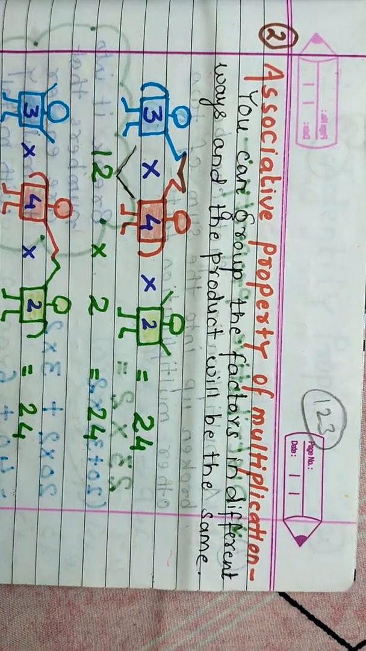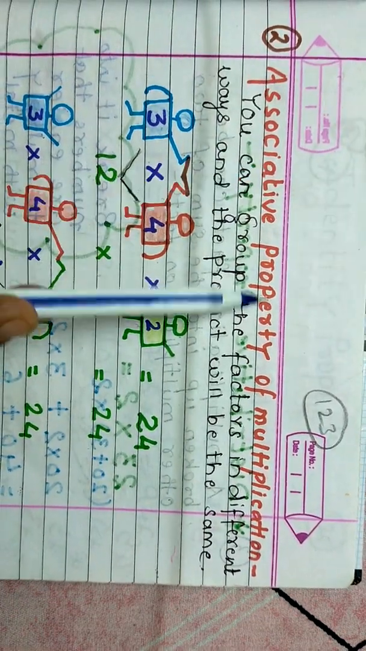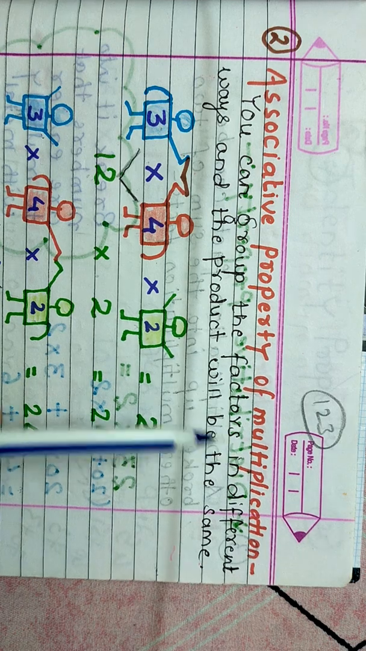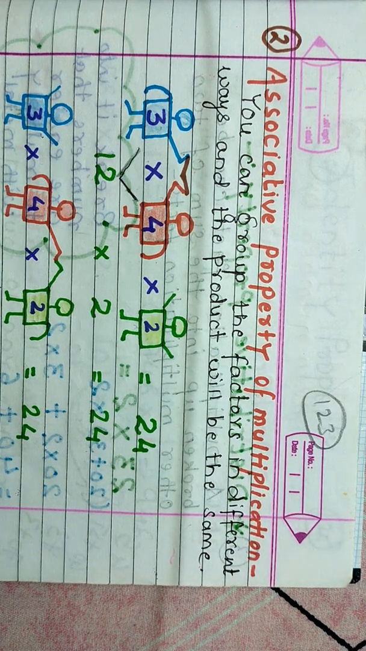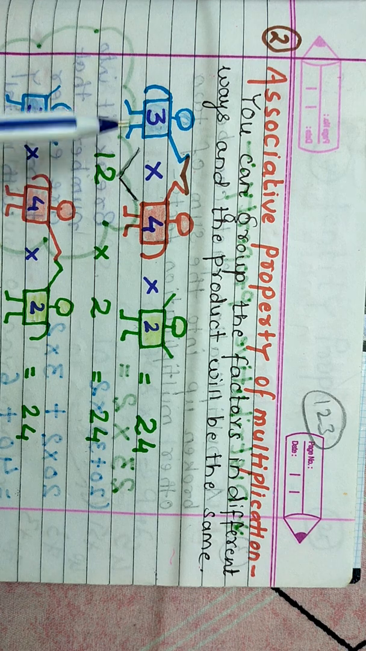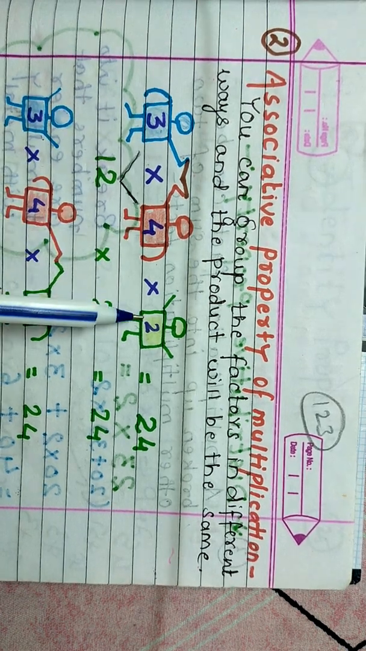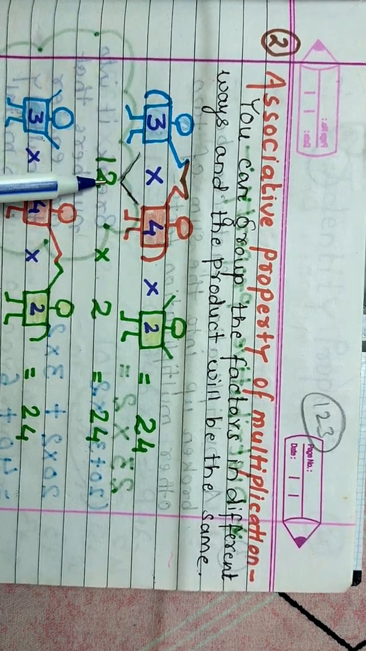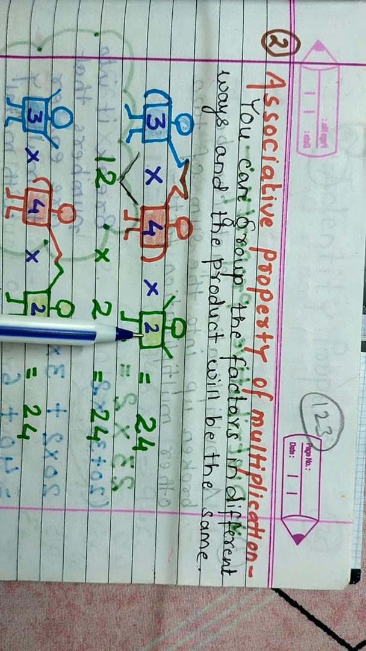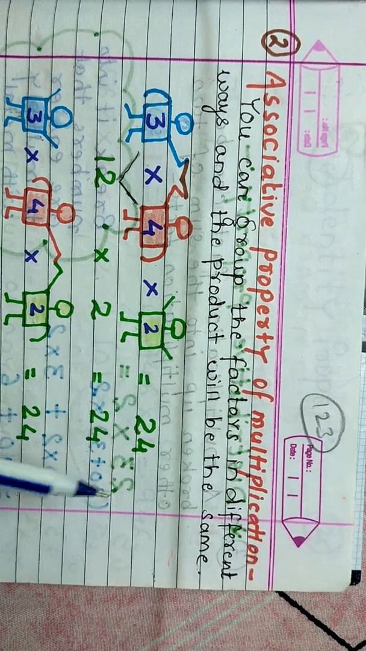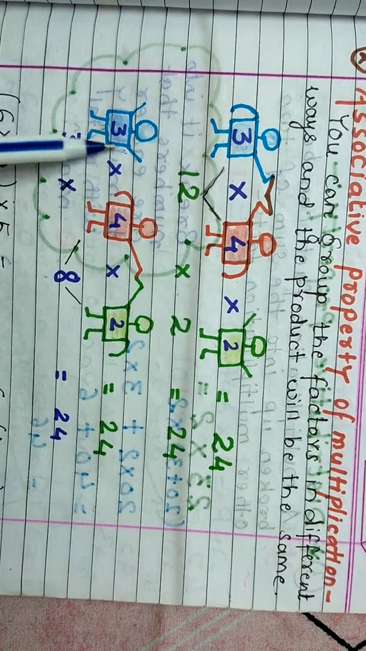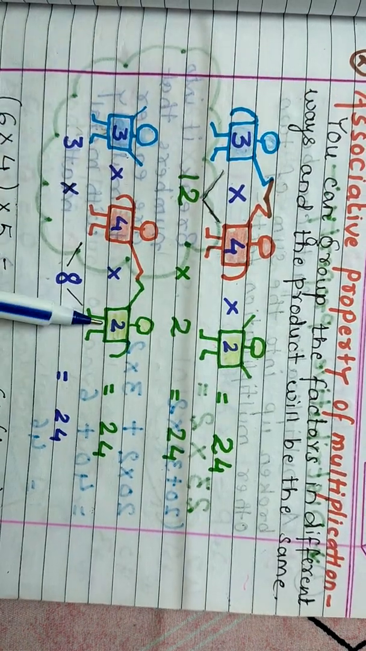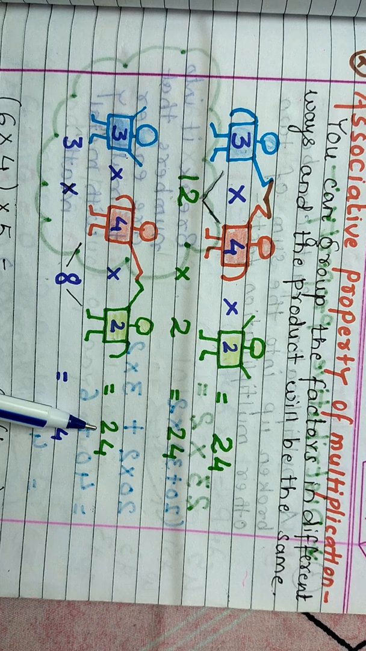Now let's move toward the second property. The second property is the associative property of multiplication. Associative means association, that is, to come together, to mix. So you can see three factors here, 3, 4 and 2. When these two group together, 3 4s are 12, and the 2 is separate, then the answer is 24. Otherwise, when we separate the 3 and these two, 4 and 2, come together, then also the number is 24.